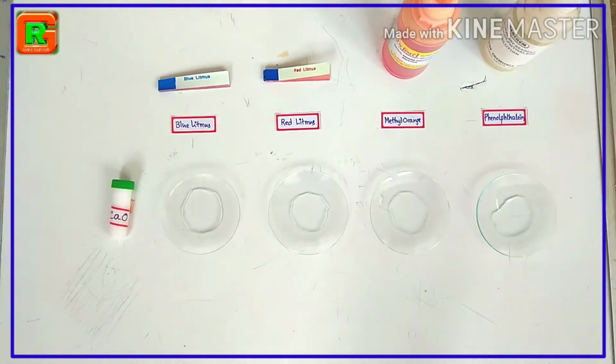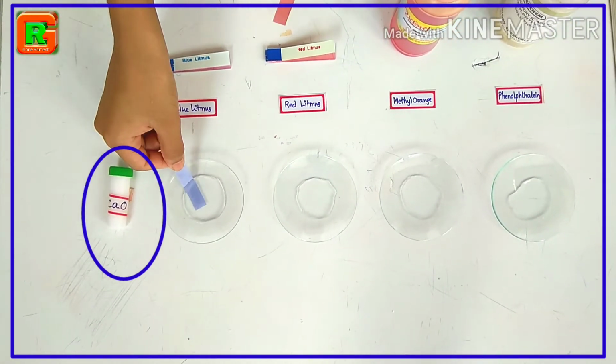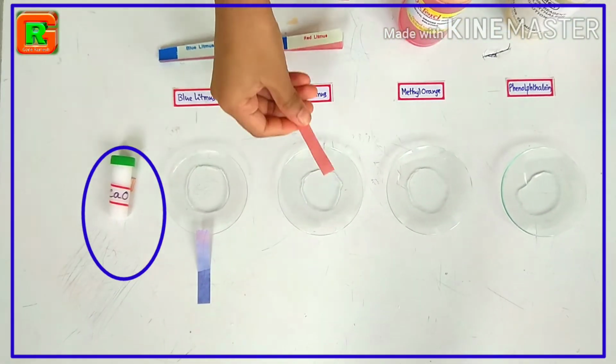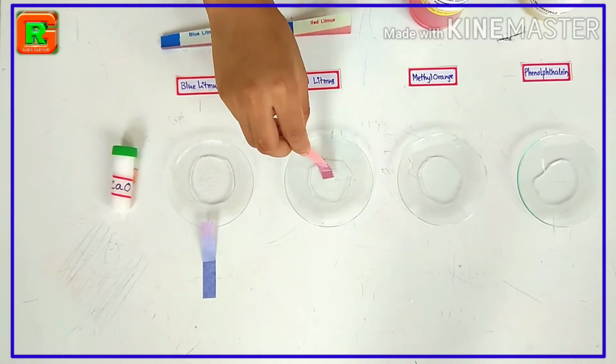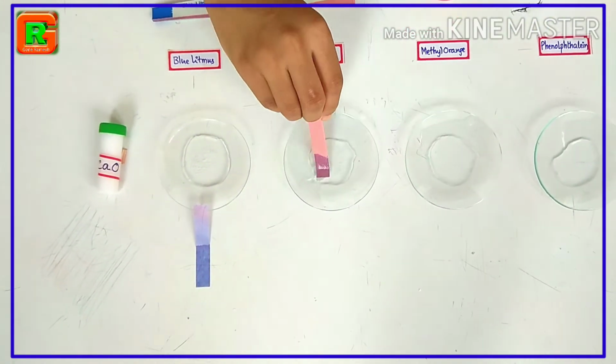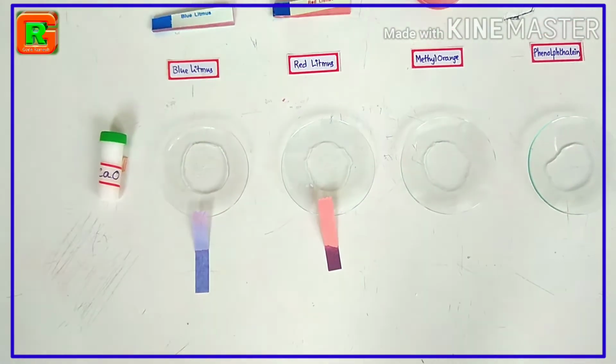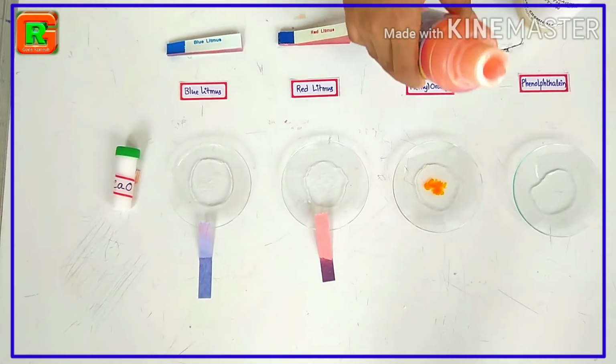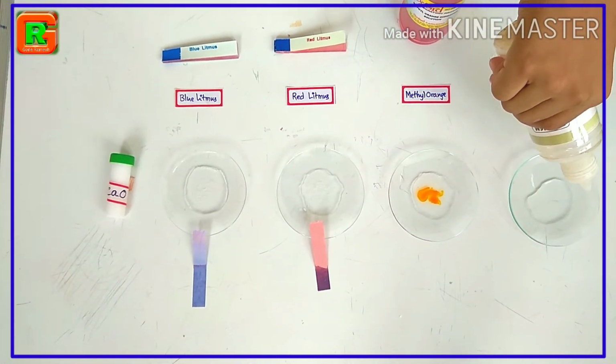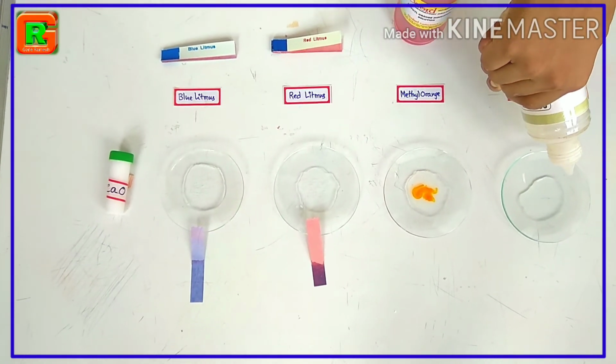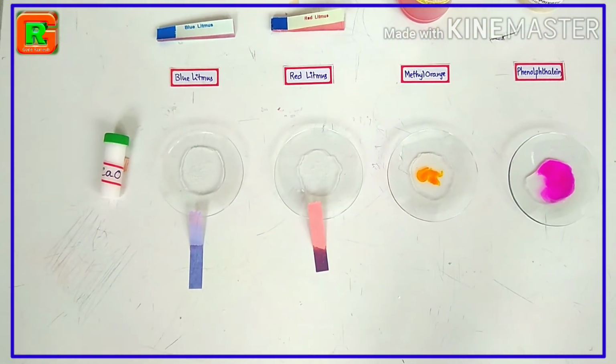And finally, Ca(OH)2, calcium hydroxide. Calcium hydroxide did not change the color of blue litmus paper. It changed the red litmus into blue color. It changed the methyl orange into yellow color. It changed the color of phenolphthalein into pink.